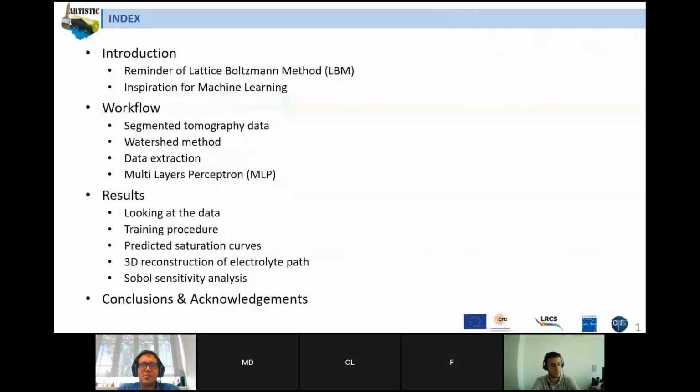So here you can see a bit of the outline of the talk. So we will briefly remind what the Lattice Boltzmann model is, even though Eli already explained it quite well. And from where did we get this inspiration to use machine learning for doing this kind of simulations? Then we will continue with the workflow that we used in this work, from the pre-processing of the segmented tomography data that we get to the multi-layer perceptron model that we used for the machine learning. So it's basically a neural network, going through the in-between data processing steps that we took. And we will show the results, including the training procedure, the predicted saturation values that we get, the 3D reconstructions of the electrolyte path, etc.